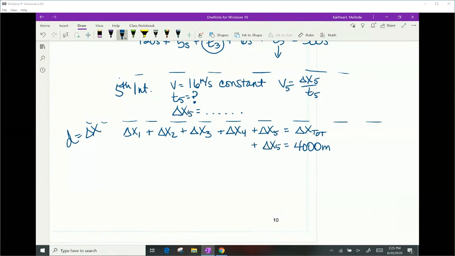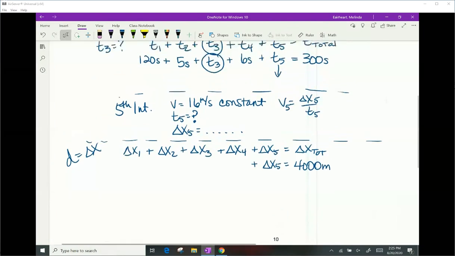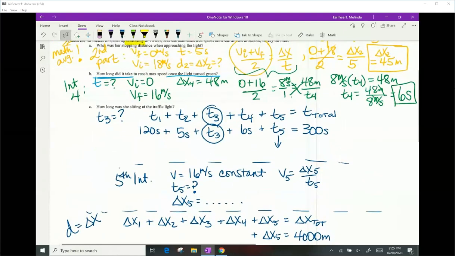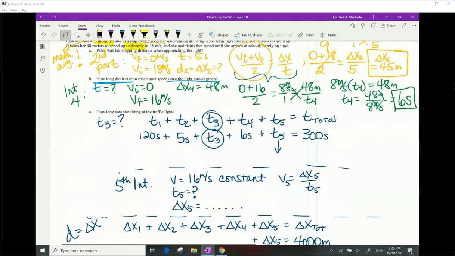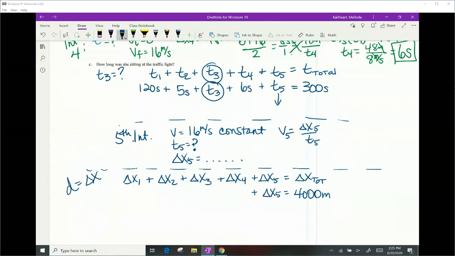Do we know the 4th? I'm going to scroll back up. I think we do. In the 4th interval, they said 48 meters. In the 3rd interval, the car was stopped. I don't cover any distance.